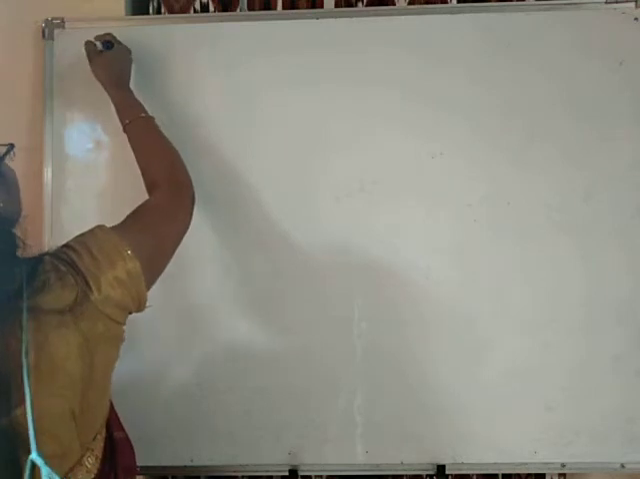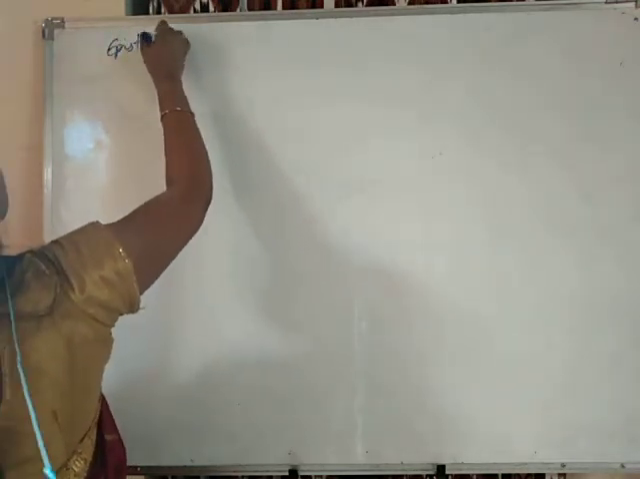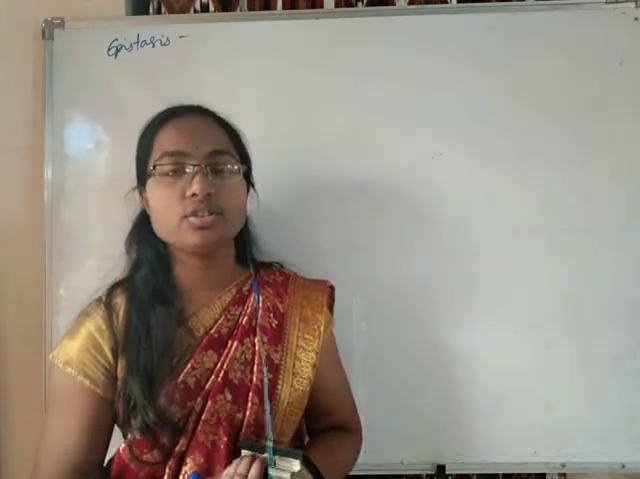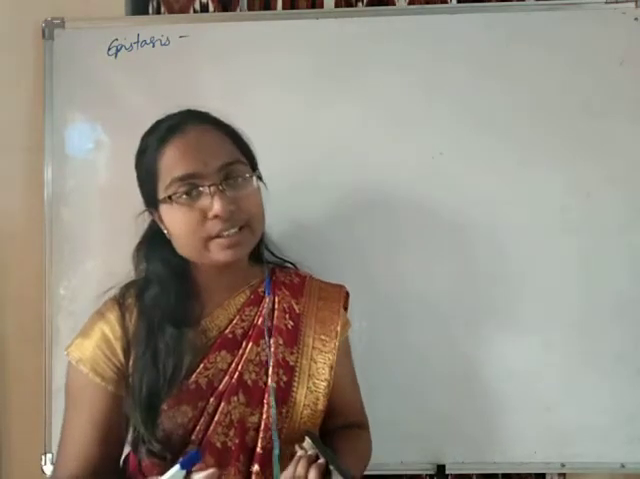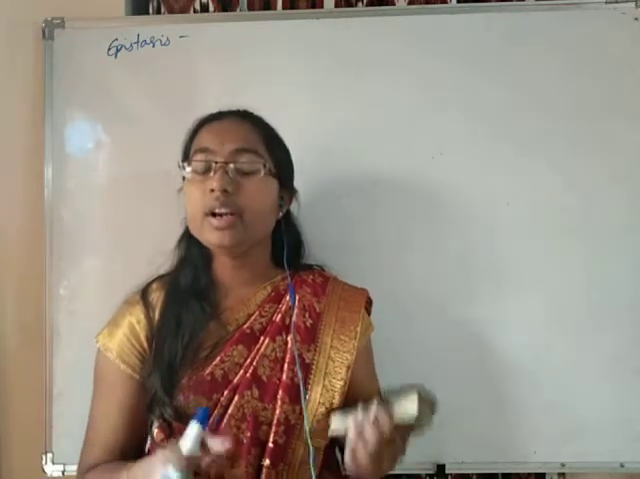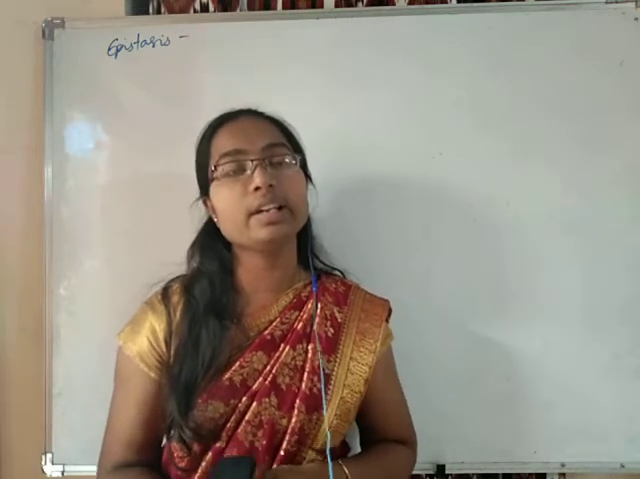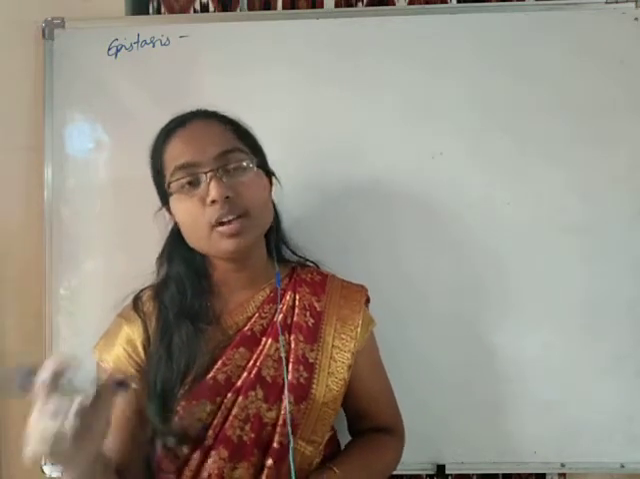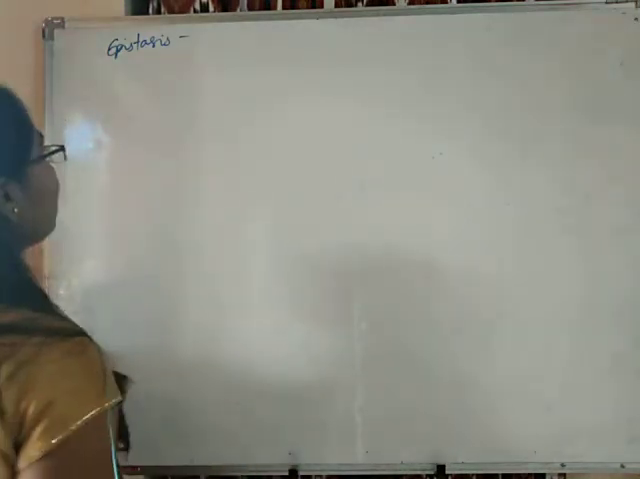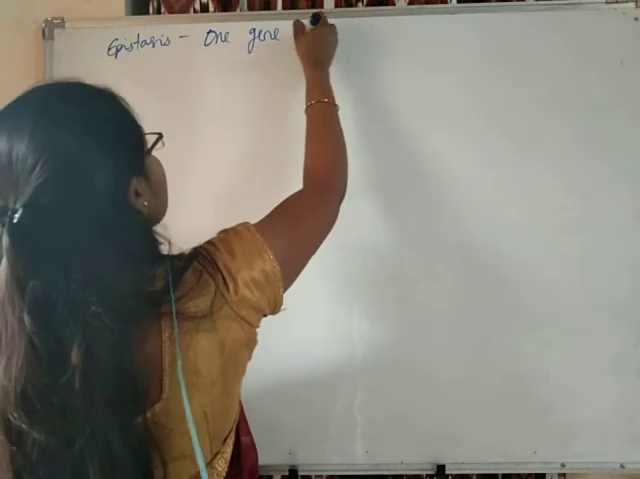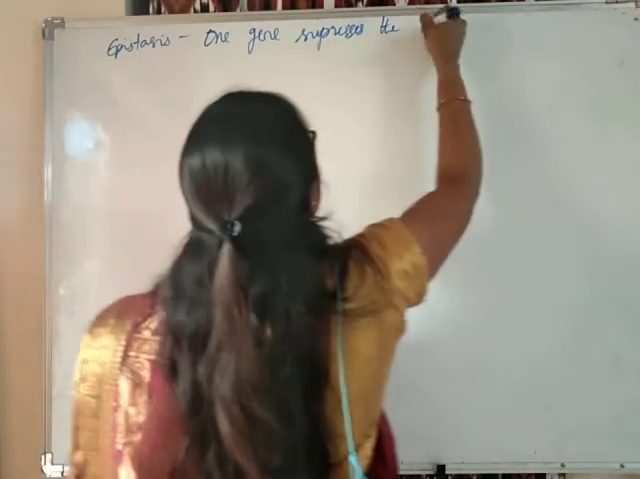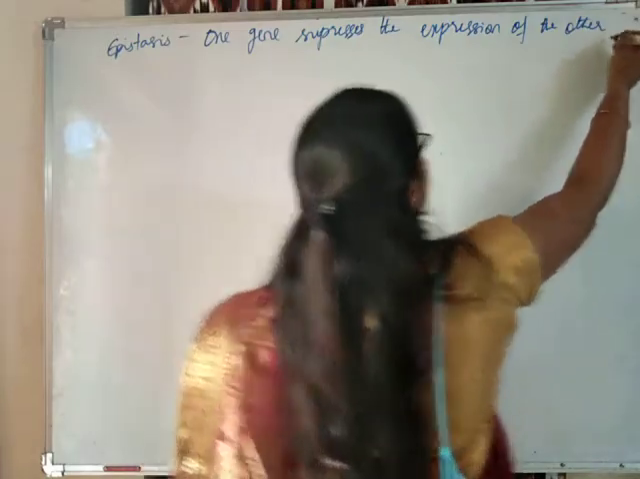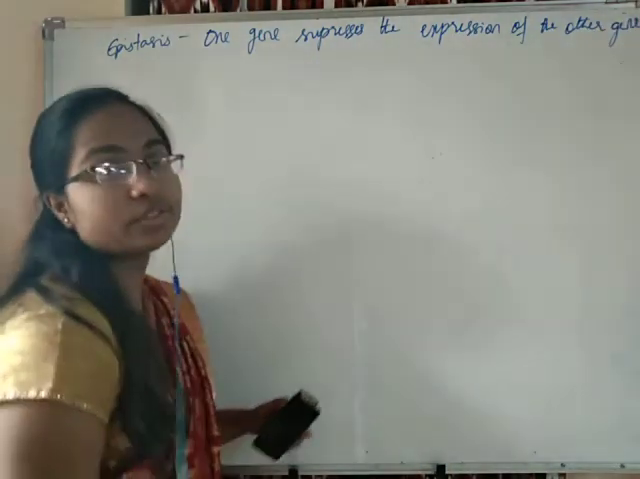The next thing that we are going to learn, students, is epistasis. Epistasis is a type of non-allelic gene interaction, an intergenic interaction, in which one gene suppresses the expression of the other gene. One gene will suppress the expression of the other gene.